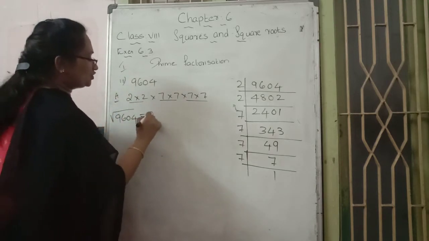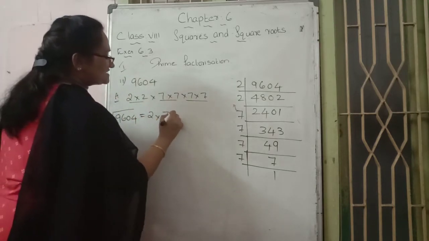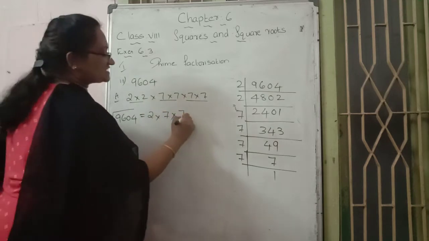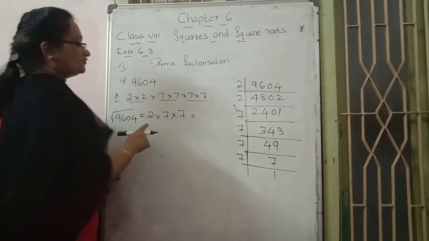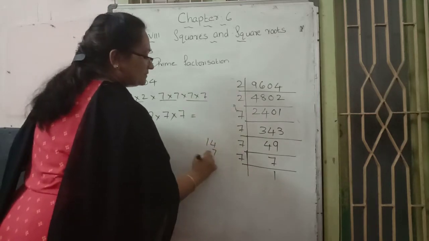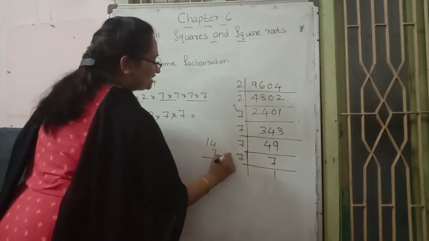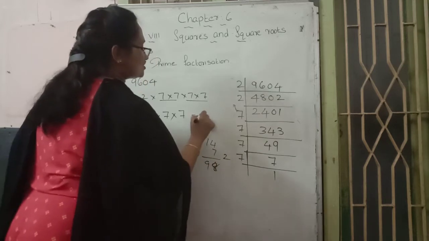First pair, 2, take out. Second pair, 7, take out. Third pair, 7, take out. Then multiply 2 into 7, how much? 14. 14 into 7, how much? 98 is the answer.